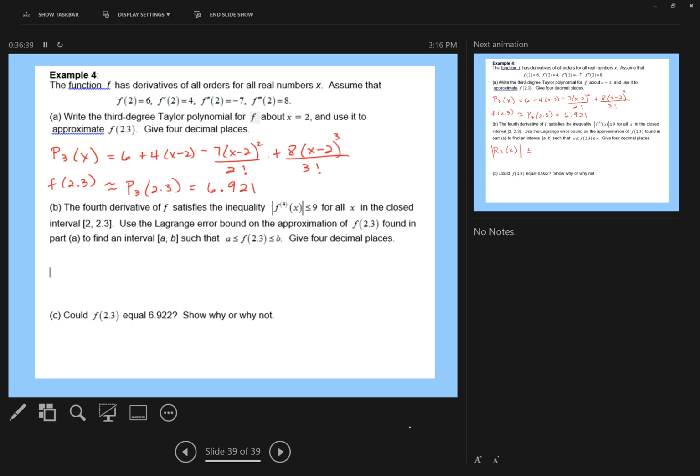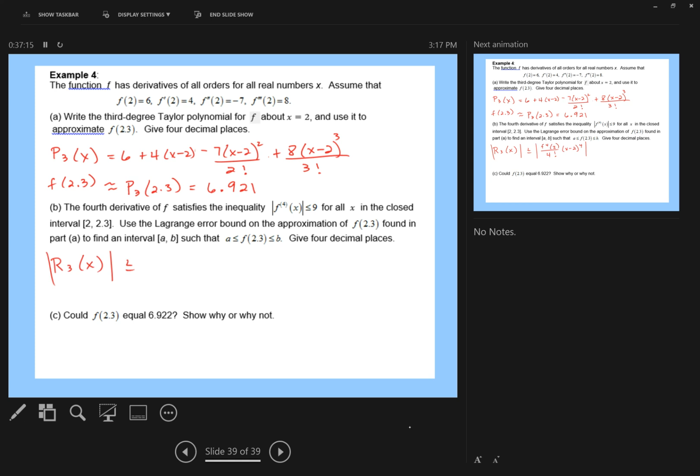The fourth derivative satisfies the inequality. What did they do? They gave us the maximum. Thank you, Lord. Right? They gave us the maximum. We're only looking at the closed interval from 2 to 2.3. It says use Lagrange error bound on the approximation found in part A to find the interval. So let's set up our error notation. If this is based on the third degree polynomial, we would say r sub 3. Can you set up the formula for the error?